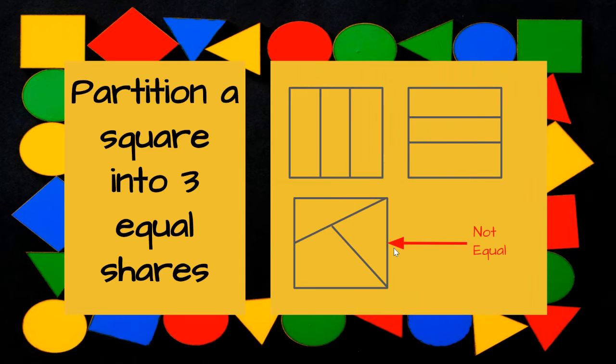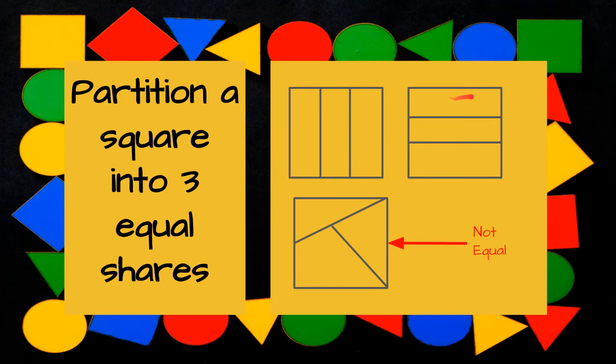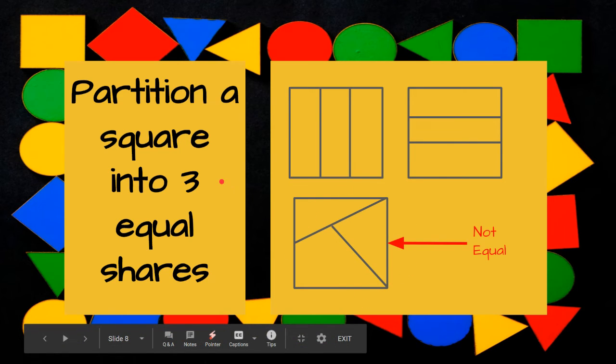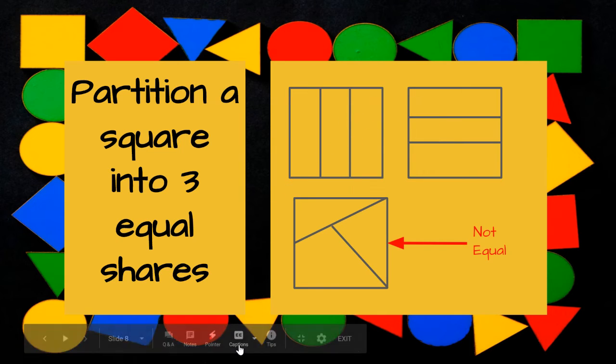Here comes the answer. All right, let's take a look at this one too. The top two are in 3 equal shares. 1, 2, 3 equal shares. But take a look at this one down here. Again, it's in 3. 1, 2, 3. But those pieces aren't equal. And if they're not equal, then we can't say it's partitioned correctly. So that one, nope, that one is not going to work. And anything else that you have on your paper that doesn't look like this square or this square is not going to be correct. To partition a square into 3 equal shares, there's only 2 ways.